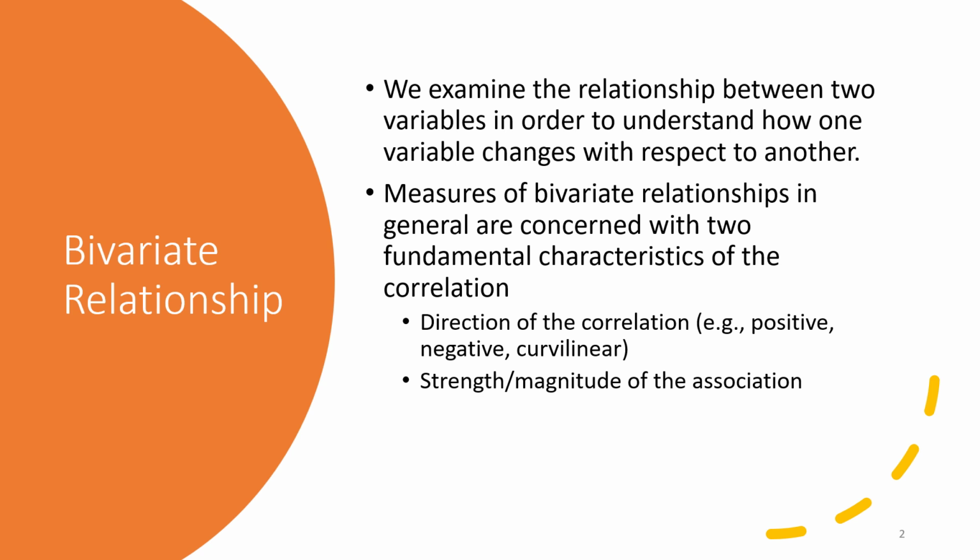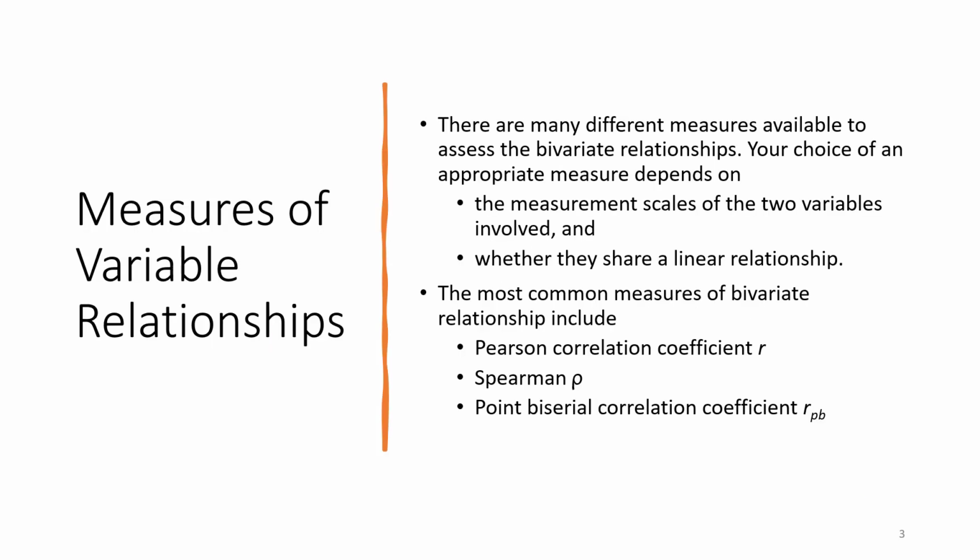To analyze these relationships, statisticians developed measures of bivariate associations. In general, all measures of bivariate relationships focus on two key characteristics of correlation. One is the direction of the relationship, which can be positive, negative, or curvilinear. The other is the strength, which is about the magnitude of the association between the two variables. I will use the Pearson correlation coefficient to illustrate this concept.